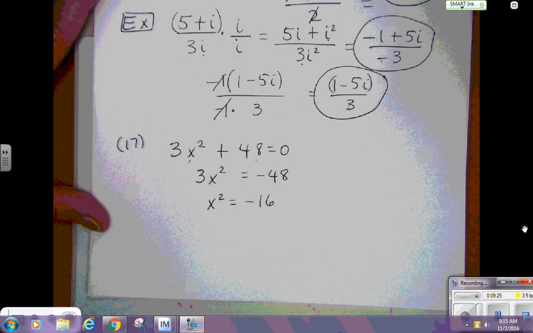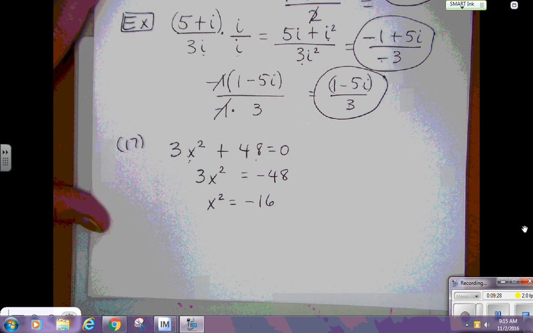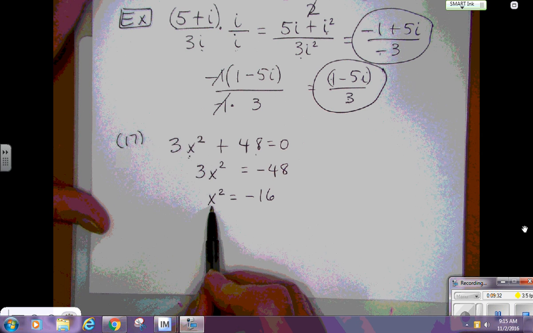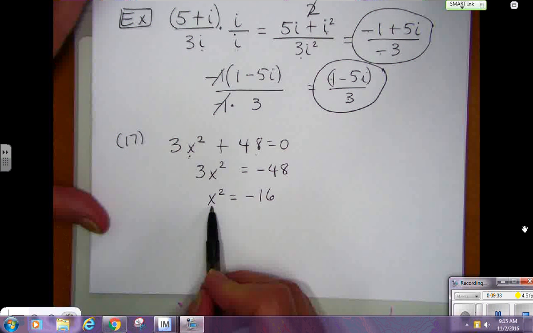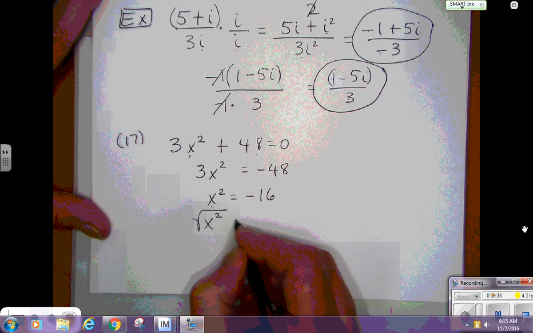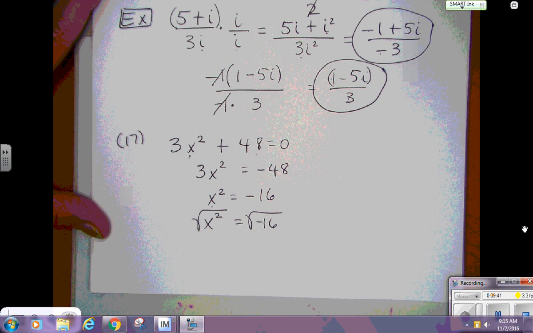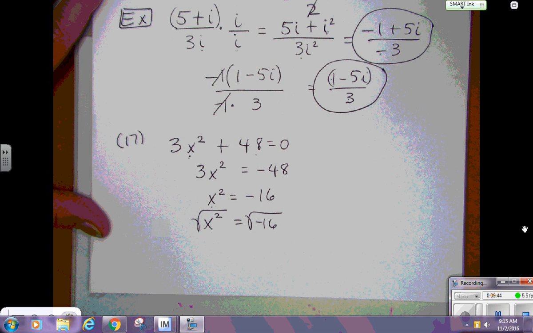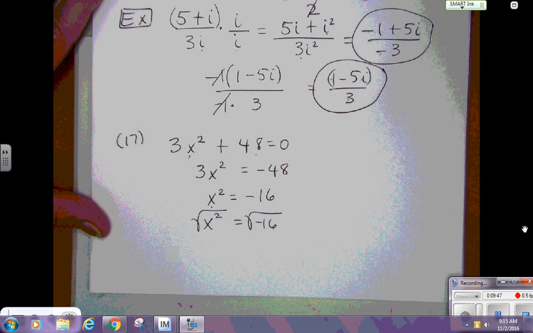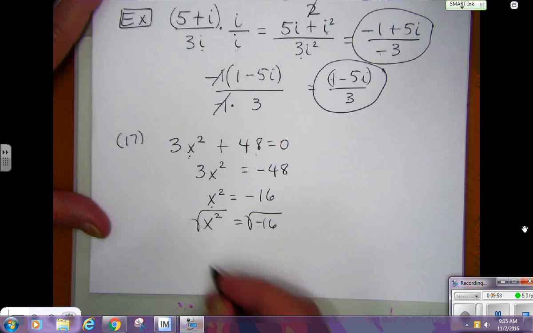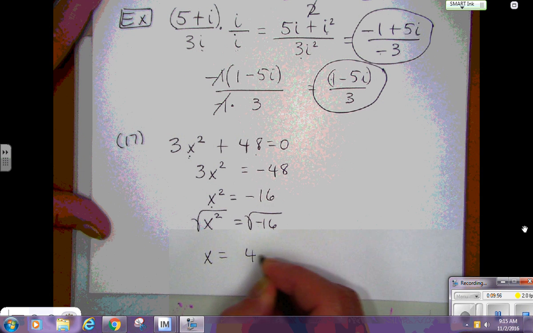That's x squared equals negative 16. Okay, in the next step, since I have x squared, to get just my x, I'm going to take the square root of each side. Okay, and what's the square root of negative 16? This negative is going to give you an i, but what's the square root of 16? 4. Okay, so x is going to equal 4i.